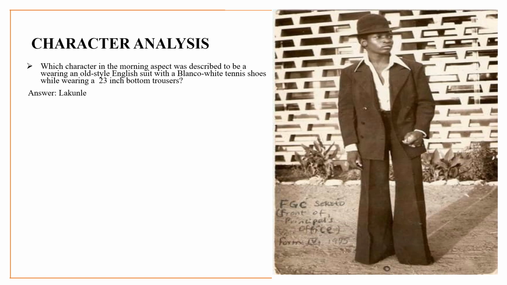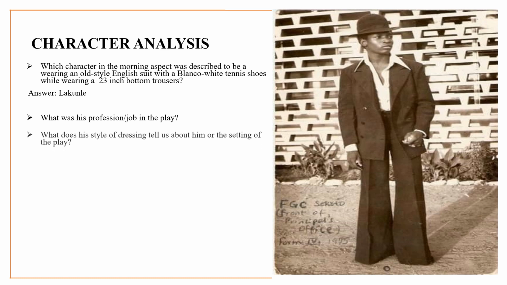What was his professional job in the play? It was given in the test, so you can look out for the answer. And he was said to be the school headmaster or teacher. So that can be considered when analyzing the character Lakunle. What does his style of dressing tell us about him or the setting of the play? As I said, you hardly see people dressed like this except celebrities or when people want to take specific pictures for a particular event. So it tells us that it wasn't taken in this 21st century or in recent times.